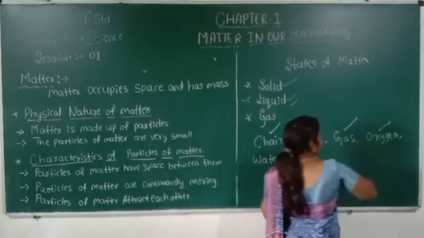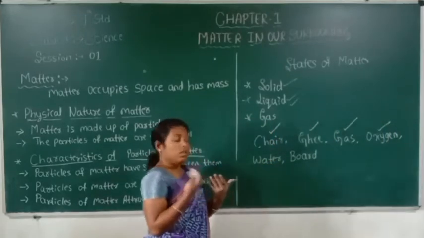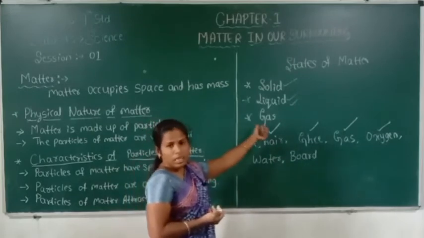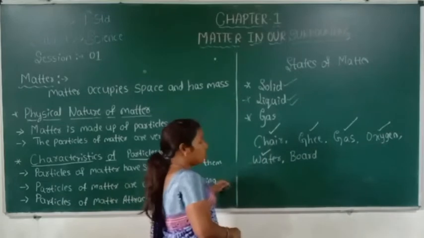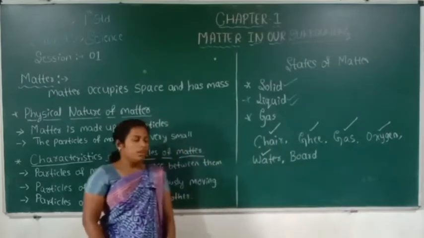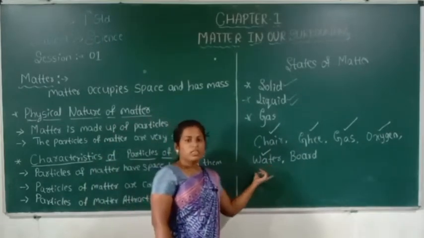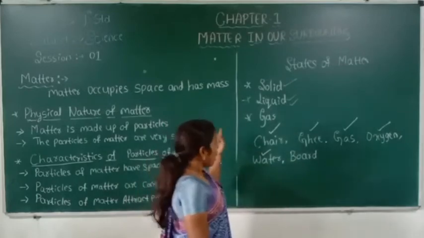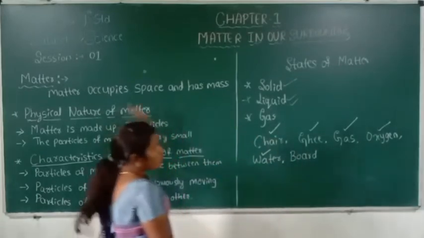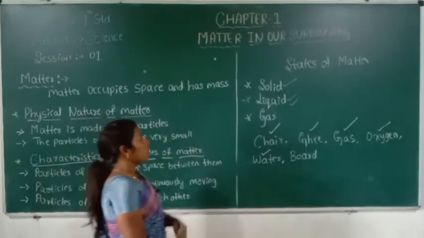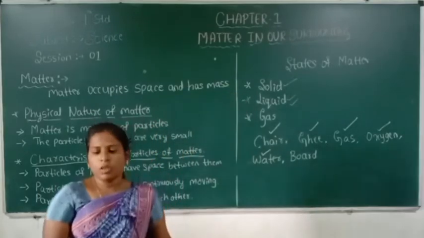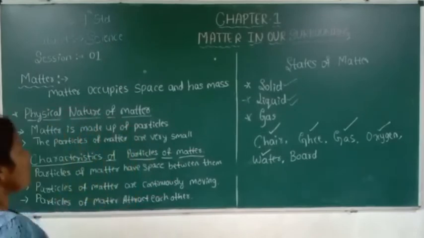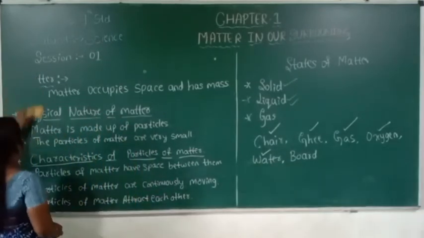And oxygen, we breathe the oxygen. So that is one form of the gas. And water. Water is in a liquid state. And the blackboard. Blackboard is a solid shape. So now let us study one by one.